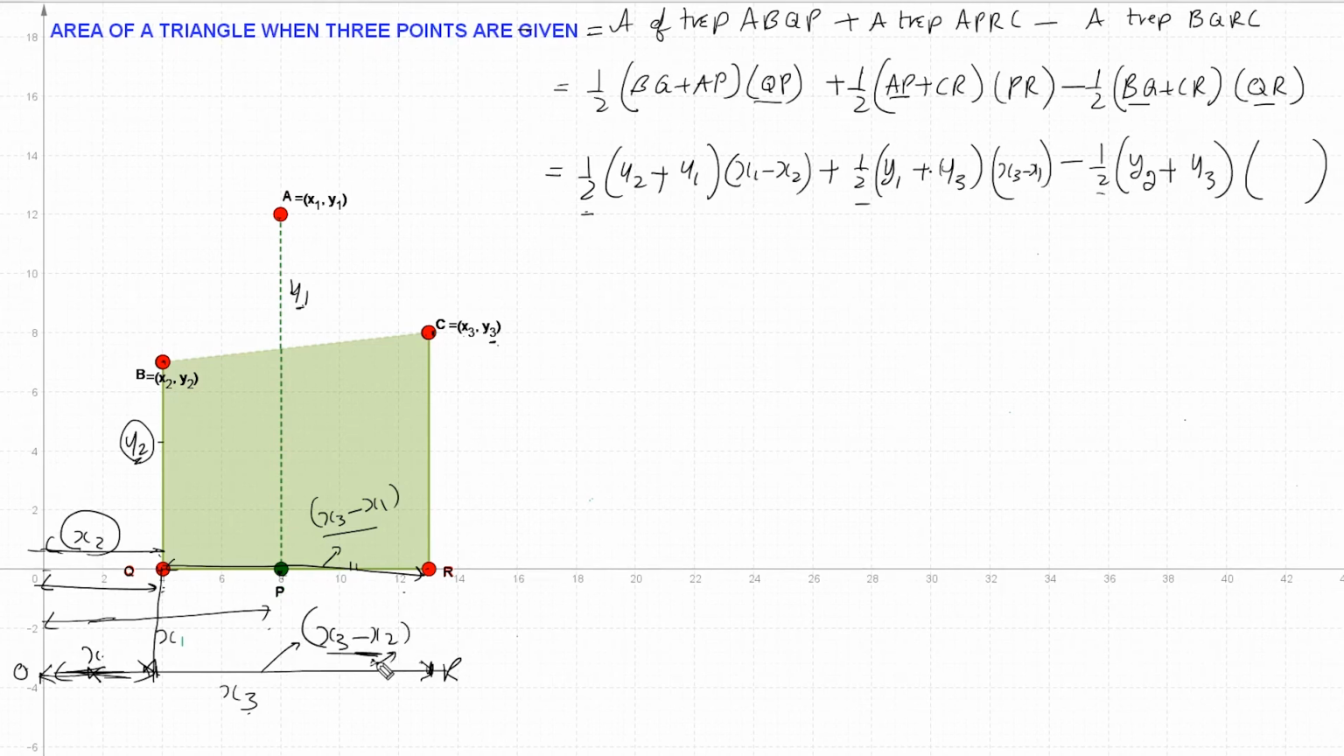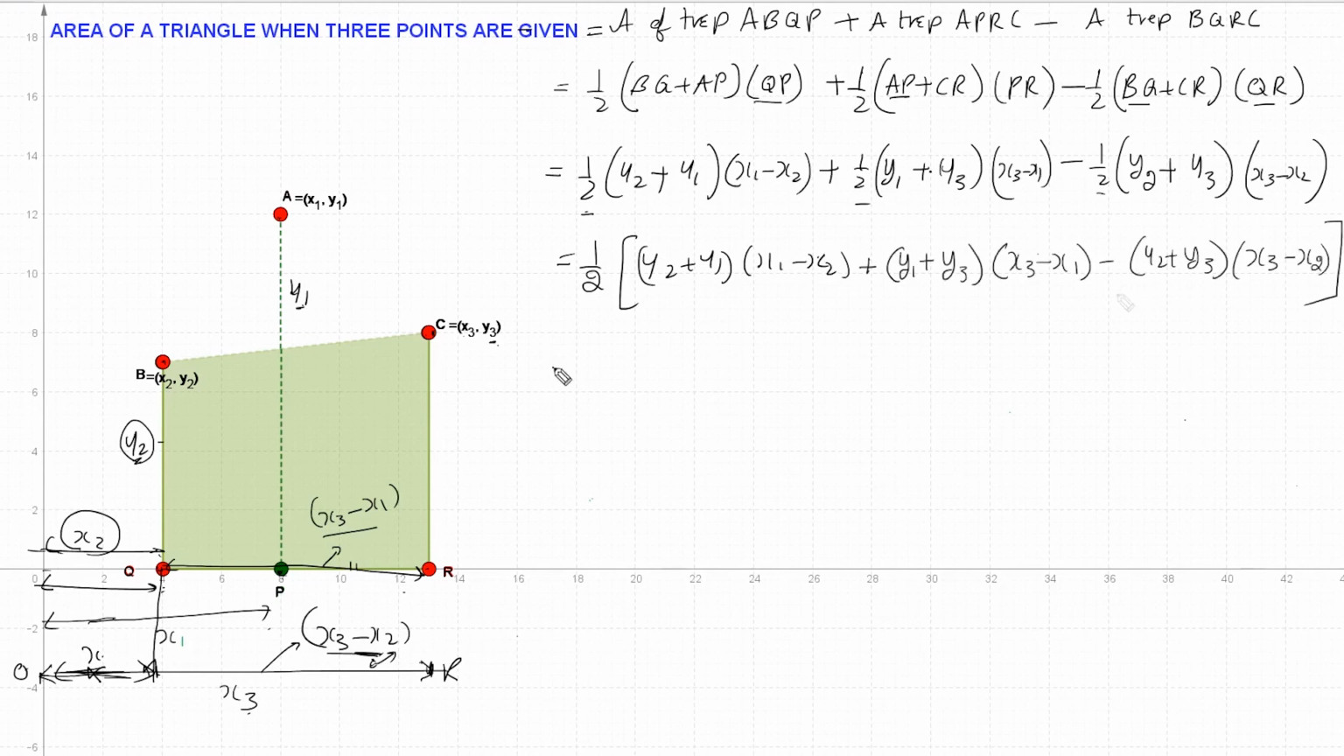Well, let's write X3 minus X2 at this place. That is X3 minus X2. We got it. Now, what's common out here is half, and everything else will come inside. That is Y2 plus Y1, and you have X1 minus X2. And let's write this whole thing, guys. Well, what's the next thing to do here is to open the brackets. Let's open the brackets and see what happens now.